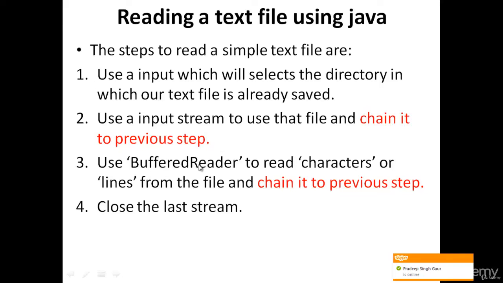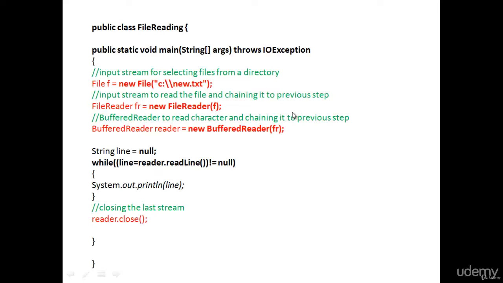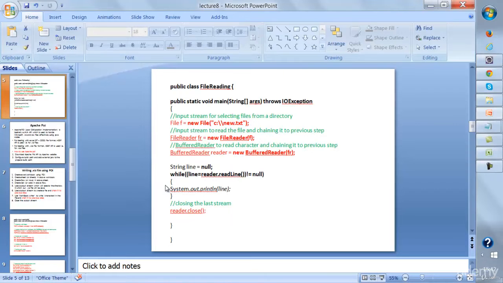Same thing, instead of buffer writer, we'll be needing a buffer reader. This is again an internal class. It will help in reading the content from the file, and will again chain it to the previous step, and at the end we'll close the stream. So this is a sample code. Instead of file writer and buffer writer, we have used file reader and buffer reader, and then we're going to see how we have used this loop in order to read the data from that particular file.